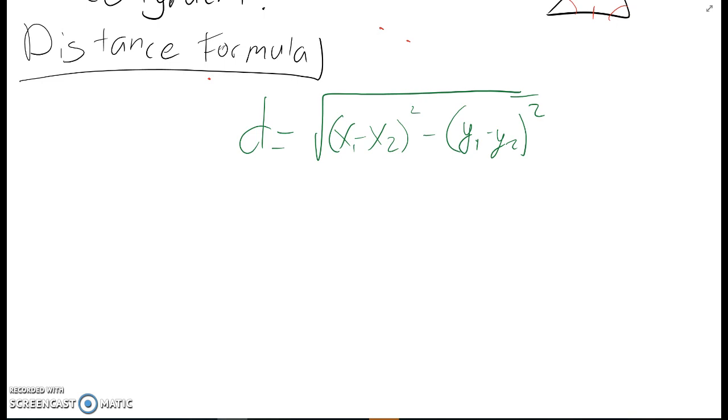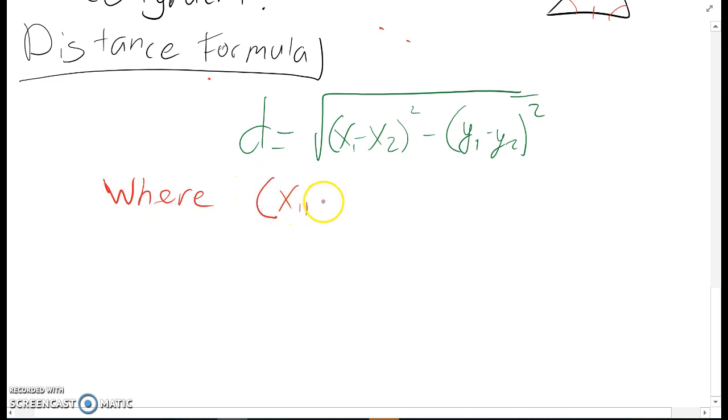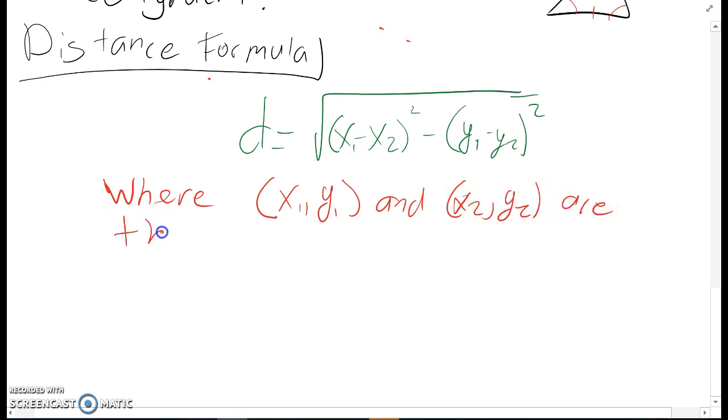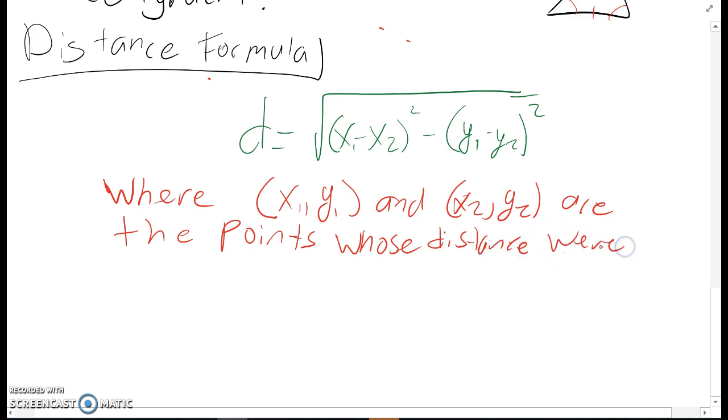Okay, and some important points where x1, y1, and x2, y2 are the points whose distance we're finding. And the big thing is just boom.